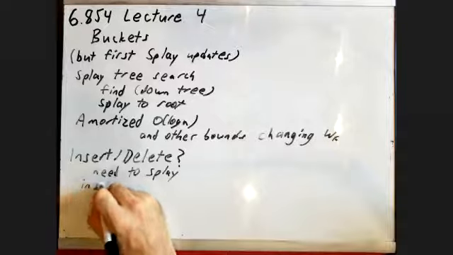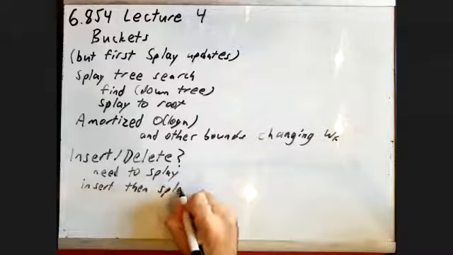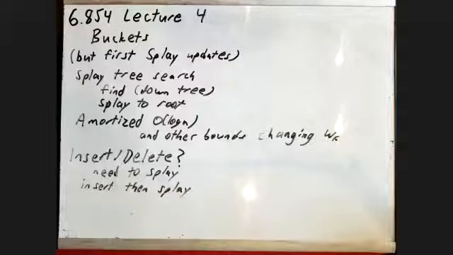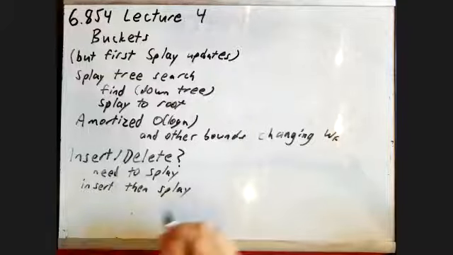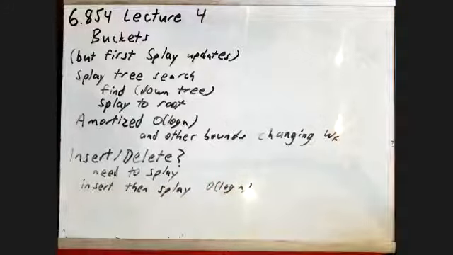So what you can do is insert, then splay, right? And that does have an amortized runtime of order log n. Now you have to be a little bit careful in thinking about how you prove that, right? So we prove that the amortized cost of the splay operation is order log n. But what do we have to be careful about if we want to argue that the cost of the insert is also order log n?